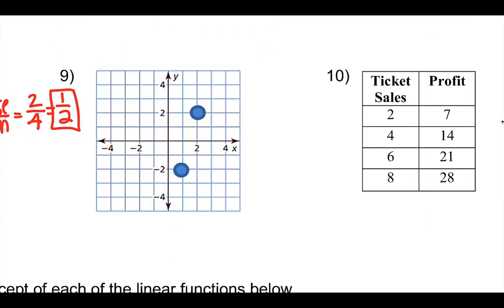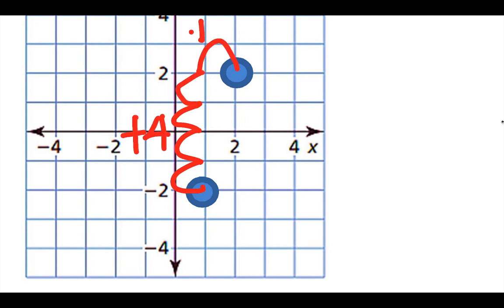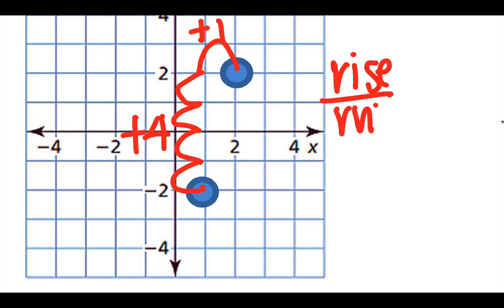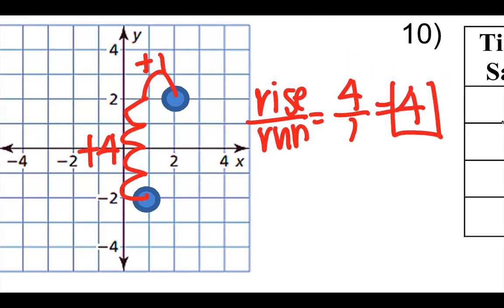Same thing here. 1, 2, 3, 4. Rise 4 over 1. Rise over run. Rise 4 over 1. And again, this simplifies to 4.